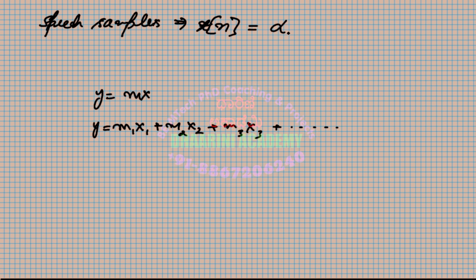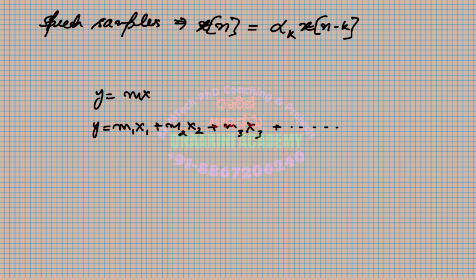So this is alpha k into x of n minus k. X of n minus k is my past sample. Alpha k is the m value for that, like m1 x of n minus 1, m2 x of n minus 2. So I'll write alpha k, that's all. Alpha 1 first coefficient, alpha 2 equivalent to m2, alpha 3 equivalent to m3.